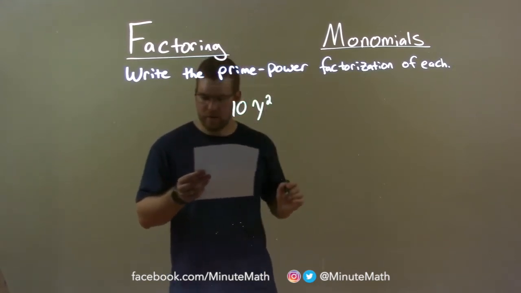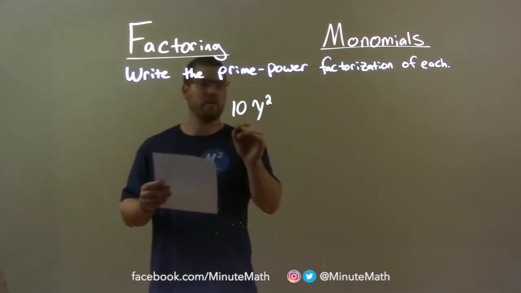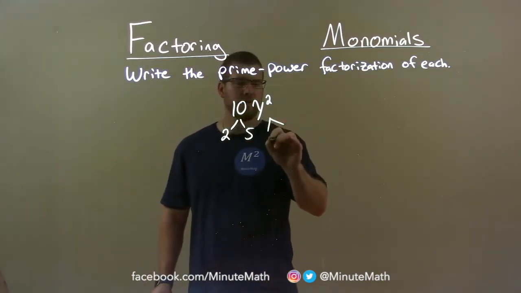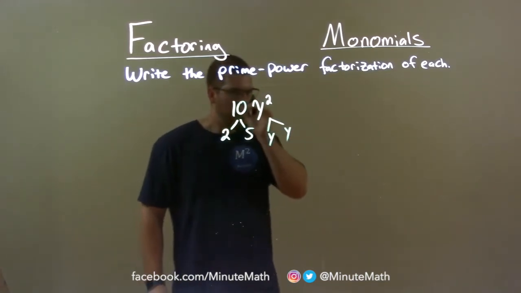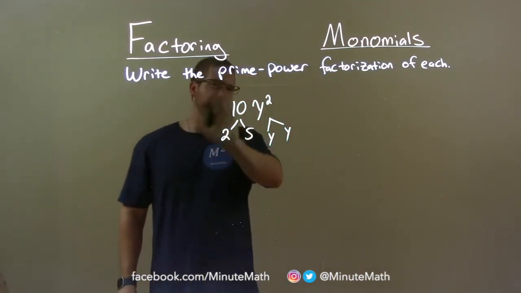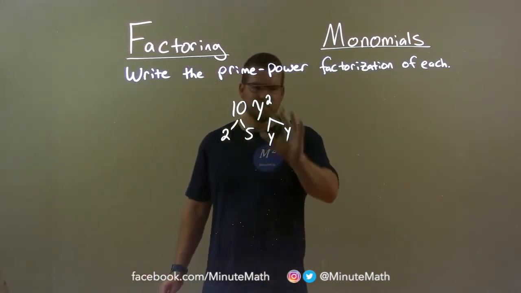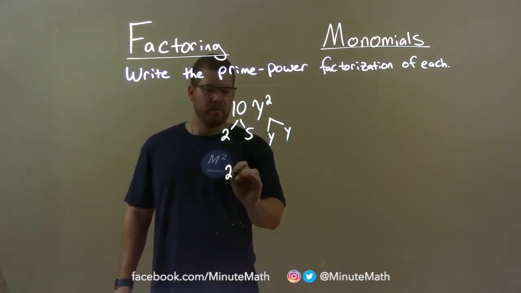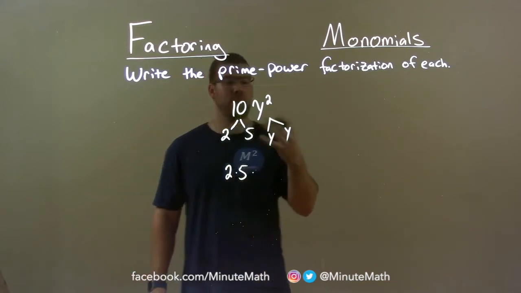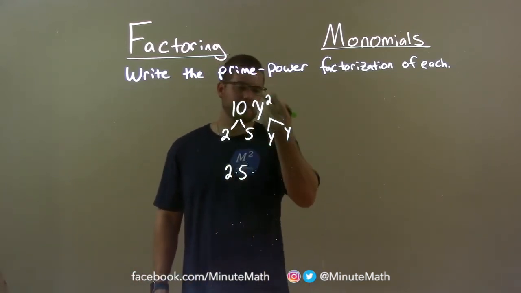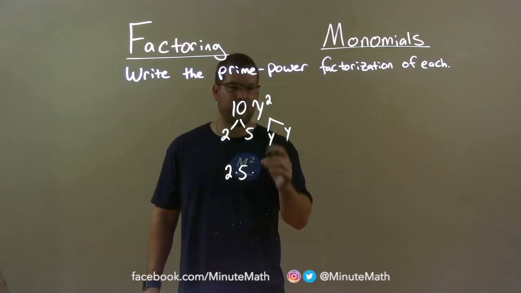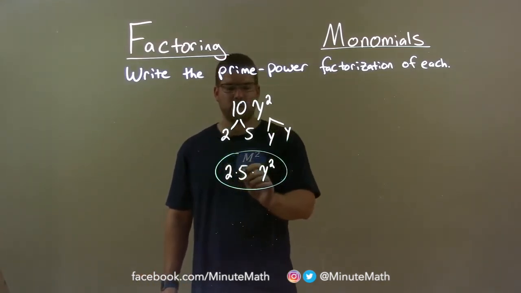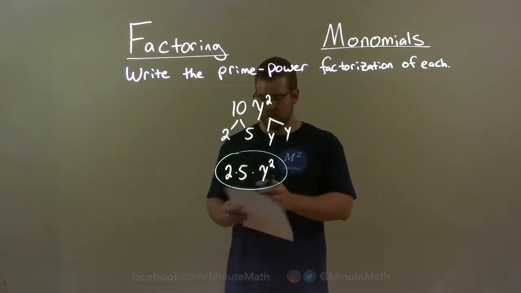10y squared. Okay? Well, 10 breaks down to be 2 times 5. y squared is just y times y. Now, we're kind of done. We have broken it down, but you'll see how we're going to come back to y squared in a second. 10 is 2 times 5. And since we have to write the prime power factorization, y times y is just y squared. So it's kind of pointless to break that one down. So we have y squared here. So our final answer here is 2 times 5 times y squared.